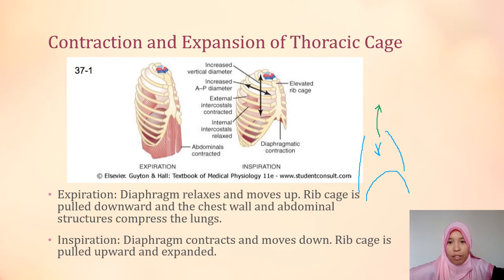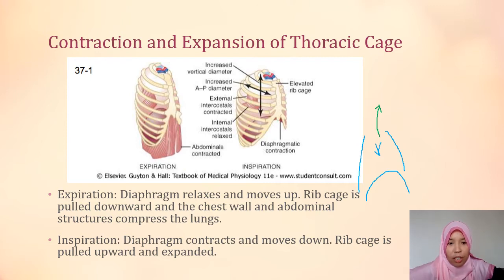So this is the air, right? Air moves out because of the increase in pressure building up inside the thoracic cavity. Now, in inspiration, so I'm going to use a different color for inspiration. In inspiration, the diaphragm contracts and moves down. The rib cage is pulled upward and expanded.